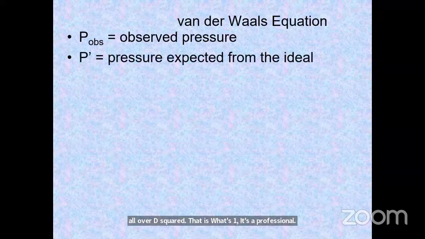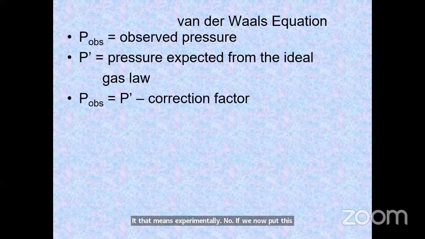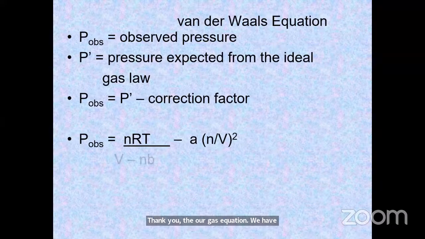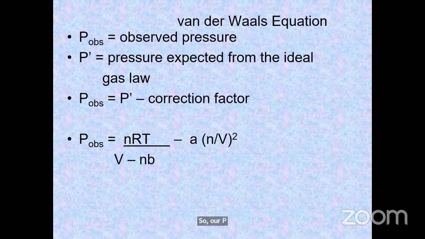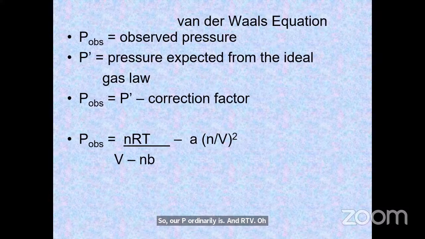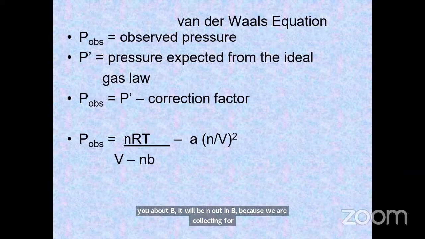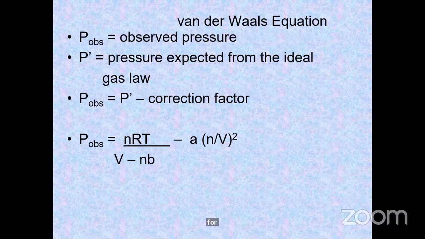Now, if we put this into our gas equation, we have said the P observed is the P from the ideal gas minus the correction factor. So our P ordinarily is nRT over V. For the real equation, instead of nRT over V, it will be nRT over V minus nb because we are correcting for the volume. And we put the correction factor for the pressure, minus an^2 over V^2.